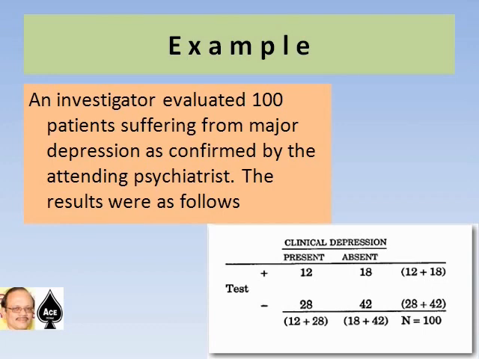So altogether, added in the vertical column, the depression is present is 12 plus 28, given on your left side. The disease is absent, depression is absent, the sum is 18 plus 42. The test for the depression used was positive in 12 plus 18. The test used to detect depression was negative in 28 plus 42. The total number is 100. So that is a clinical scenario you got. The 2 by 2 table, columns A, B, C, D.